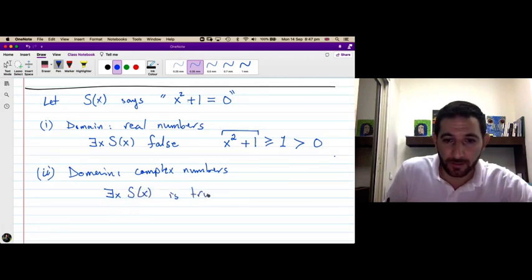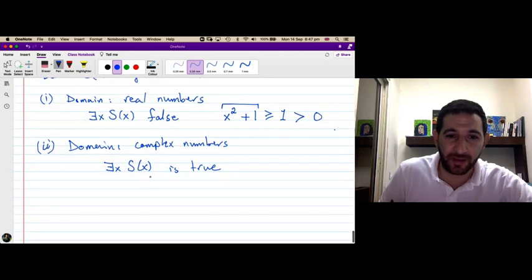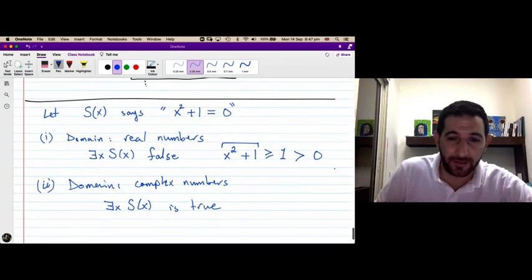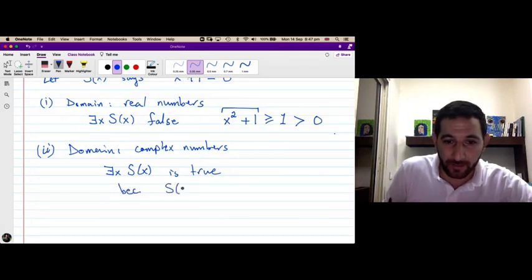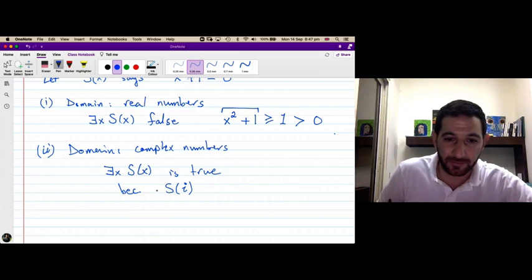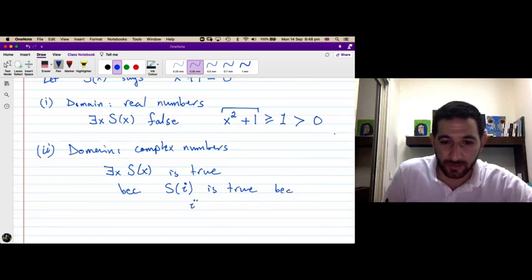Why? Think about which complex number has the property that if you square it and then add 1, you get 0. It's true because S of i, where i is the imaginary number, which has the property that its square is -1. So S of i is true. Why is S of i true? Because i squared plus 1, i squared by definition is -1, plus 1 is 0.